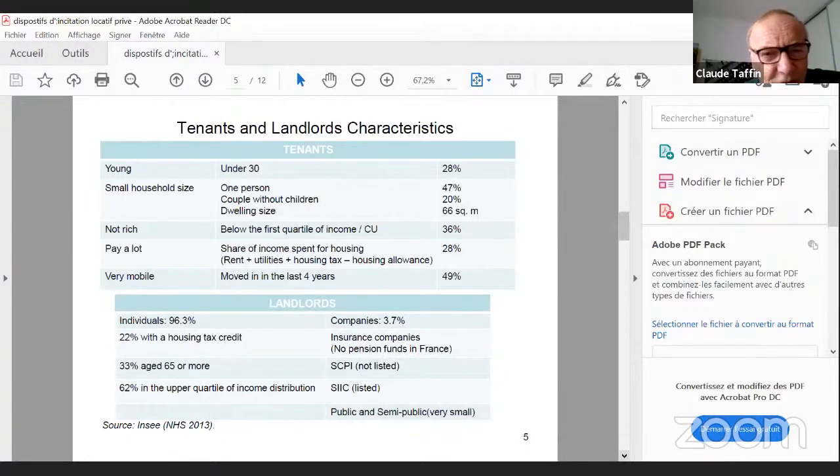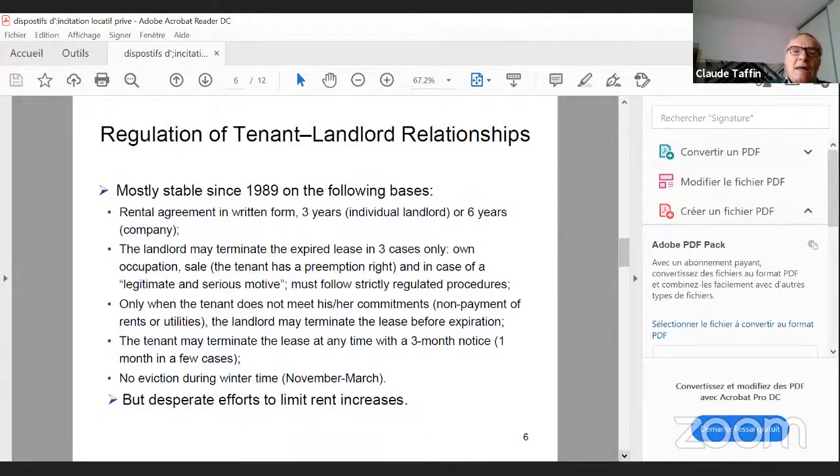These individual landlords are in majority rather old, not all retired, but above 50, and of course in the upper quartile of the income distribution. As Anindita told us, regulation of the tenant-landlord relationship is key to maintaining a large enough private rental sector. By chance, our background has been rather stable in the last 20 years or so.